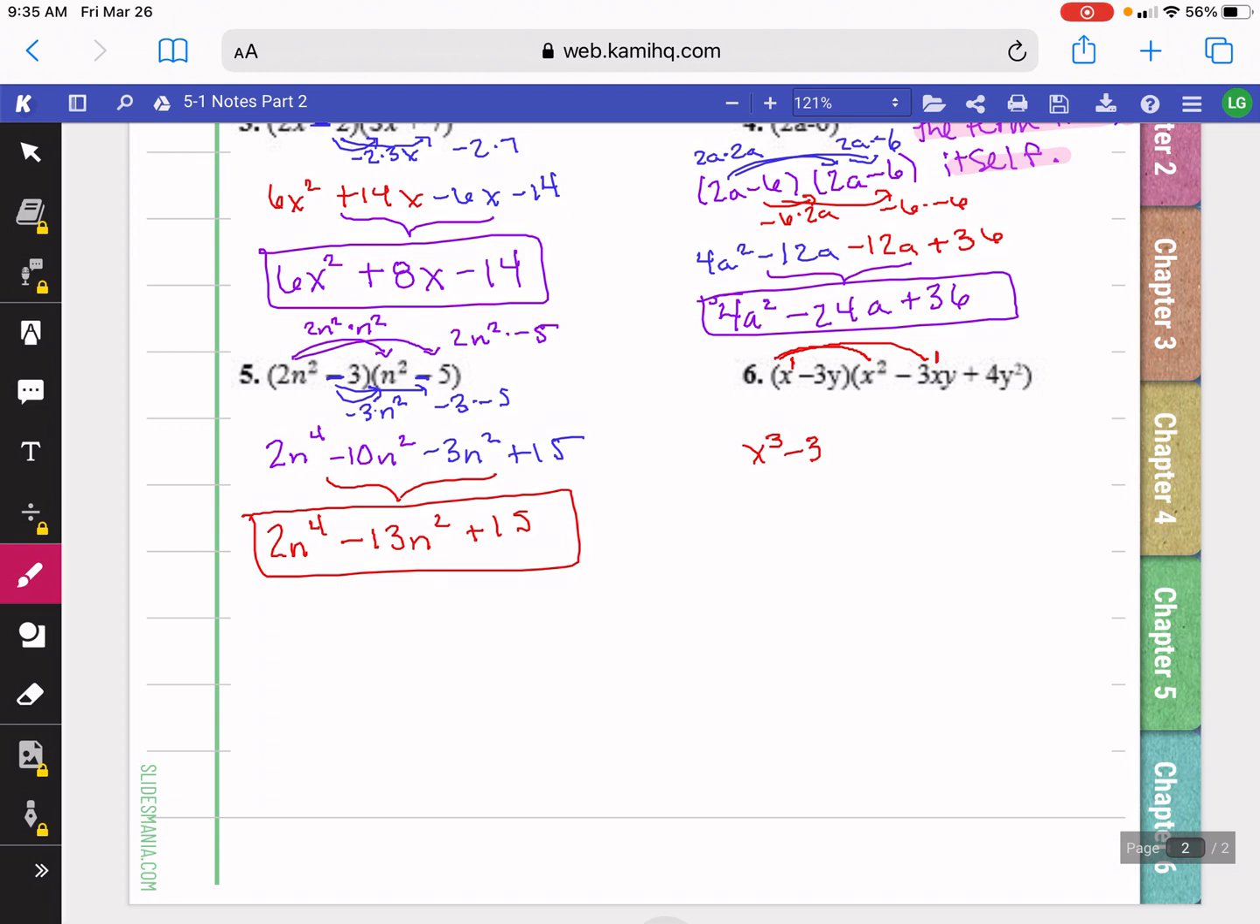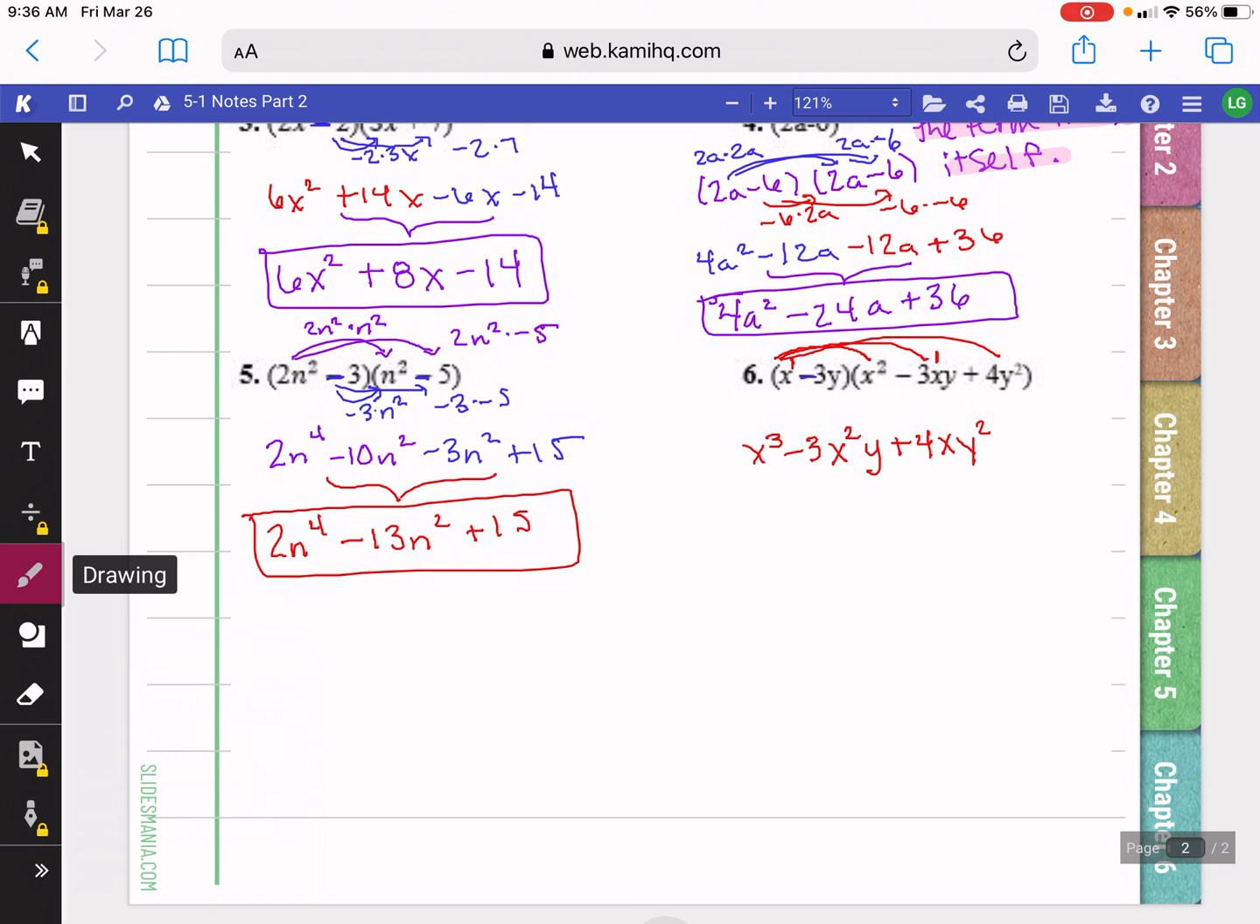Here, since there's another x, if you add those exponents, it becomes x squared. And then you would write your y at the end. And then x times 4y squared would be 4. Since those letters are different, you just put them together. So I'm going to combine the x with the y squared.